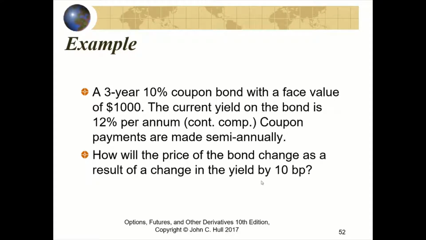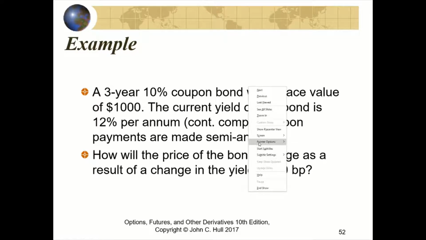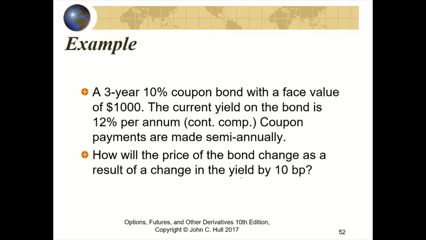If you remember from the beginning of chapter 1, what is 1 basis point? A 1 basis point is basically 0.0001, which means 10 basis points is equal to what? This is 1 basis point, and 10 basis points is 0.001.